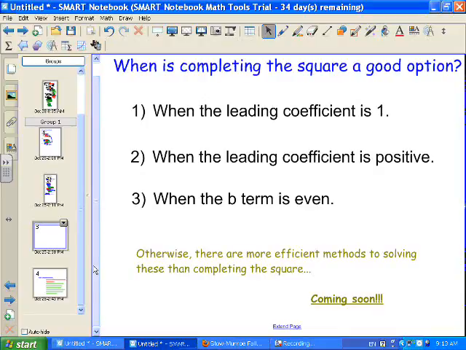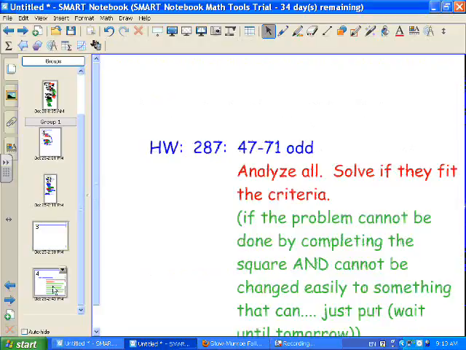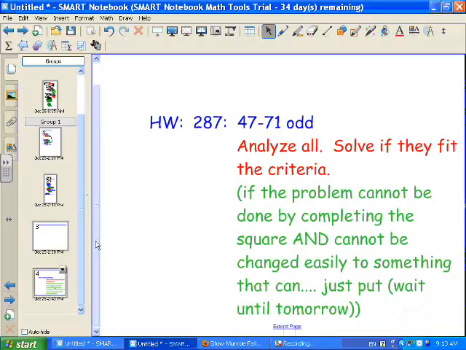Otherwise, there are more efficient methods to solving these than completing the square, like tomorrow, or what we'll do next week. So if you get a problem in your homework that does not meet these 3 qualifications, you're going to put wait till next week. You'll be able to solve them next week. So here's what I want you to do in your homework.